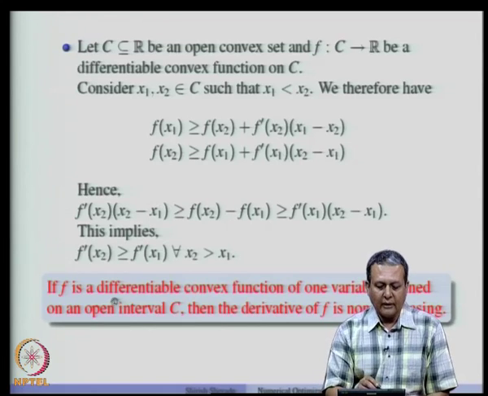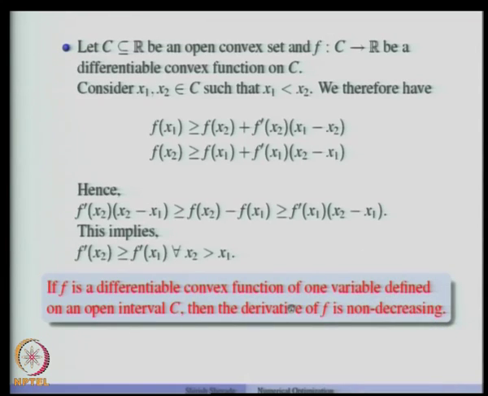So, if we have a differentiable convex function of one variable defined on an open interval C, then the derivative of f is non-decreasing. In fact, the converse of this statement is also true: if you have a differentiable function defined on an open interval C, and the derivative of f is non-decreasing, then the function is convex. So, this is an important property of convex functions.